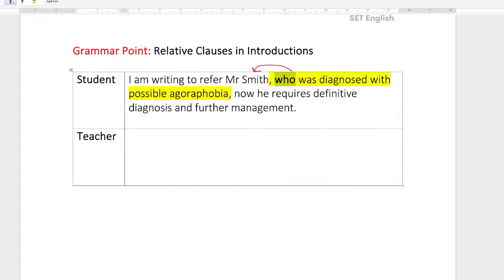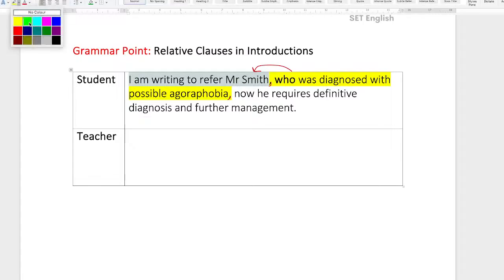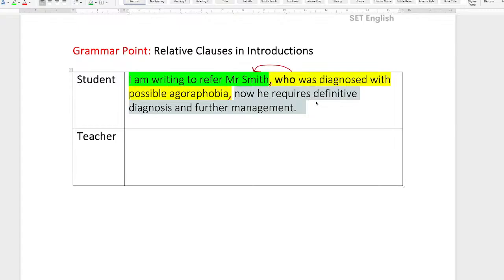But the problem is that when you put these commas here around it, what you're in fact saying is you can remove this from the sentence. Non-defining relative clauses are extra information that isn't essential for the meaning. And this section here is called the main clause. So we're in this situation now where we've got a main clause, we've got a non-defining relative clause, but we've also got this section here, which is now he requires, which is an extra verb clause.